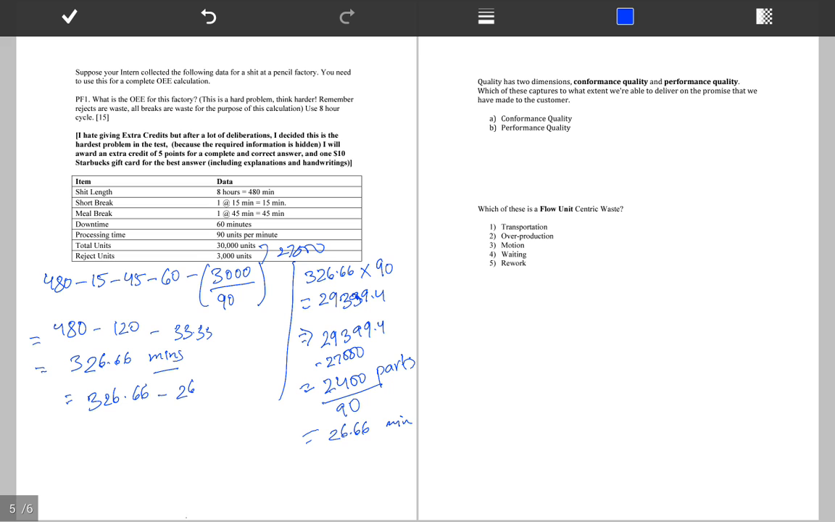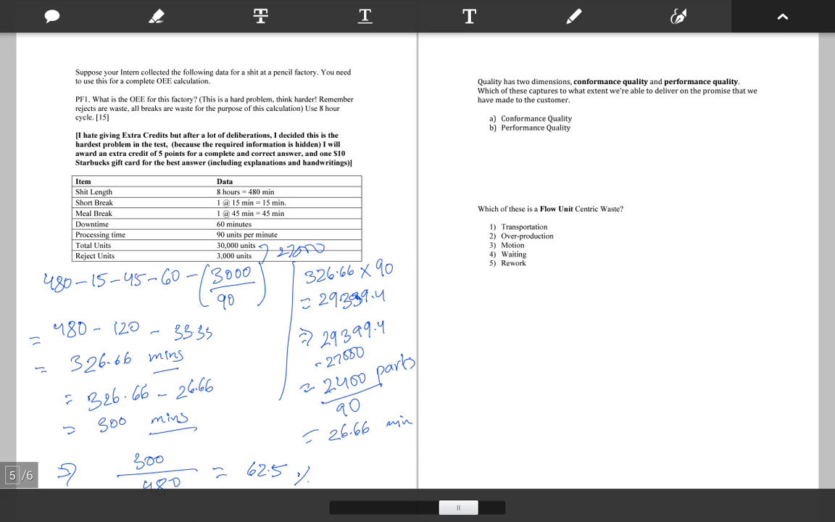So altogether, minus 26.66 minutes, they gave us only 300 minutes worth of good work. Potentially, they could have done 480 minutes worth of good work, but they did only 300 minutes of good work. That's why 300 divided by 480 is 62.5%.